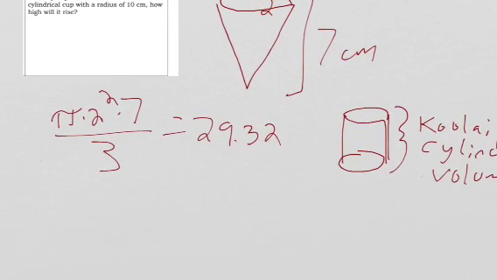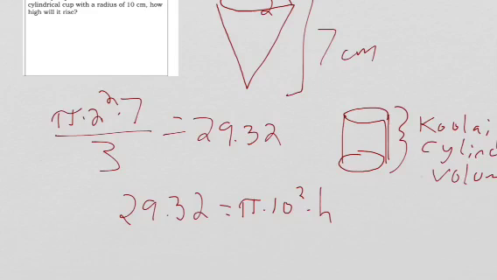Okay, so all we have to do is take the volume of the cone, 29.32, and set it equal to the volume of a cylinder, which is just pi r squared times height. And we already know, or sorry, we already know the radius. Pi times radius of 10, 10 squared, times height. Okay, we have to get height by itself. So all we're going to do is divide by 100 pi.